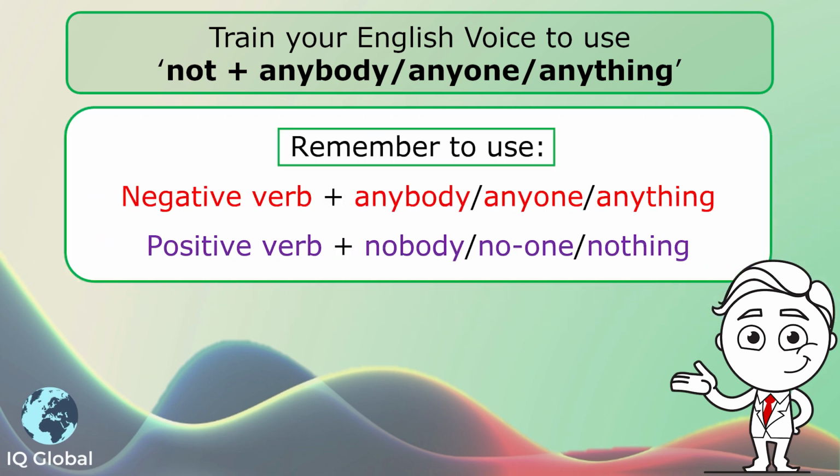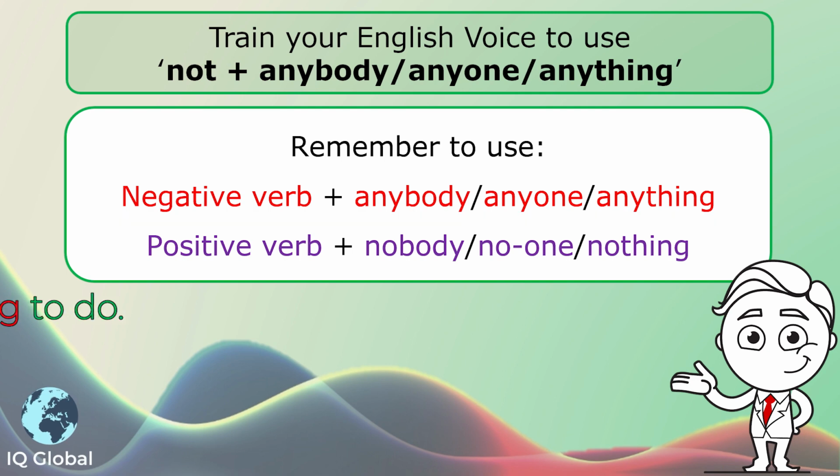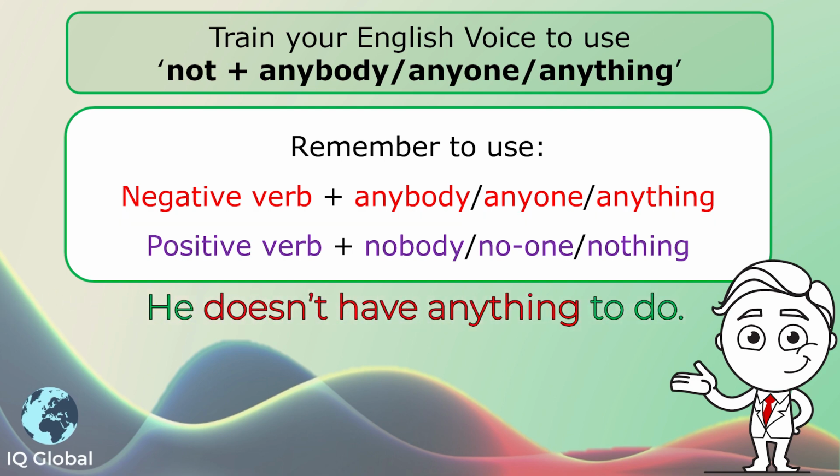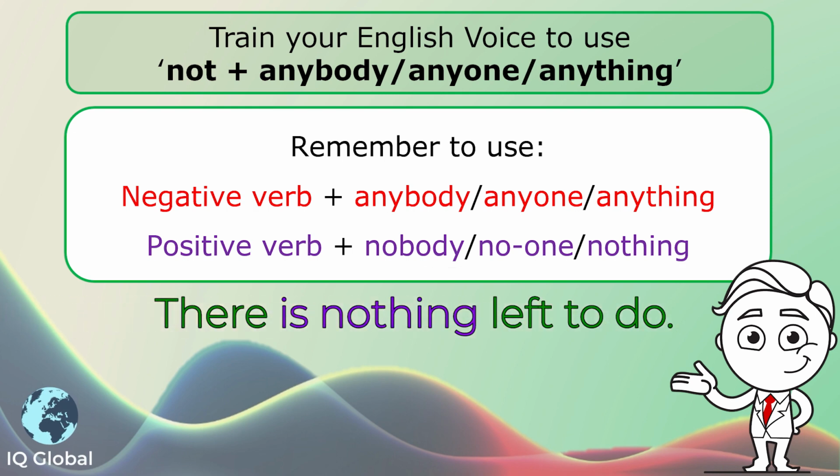Remember to use the negative verb plus anybody, anyone, or anything. For example, he doesn't have anything to do. Or the positive verb plus nobody, no one, or nothing. There is nothing left to do.